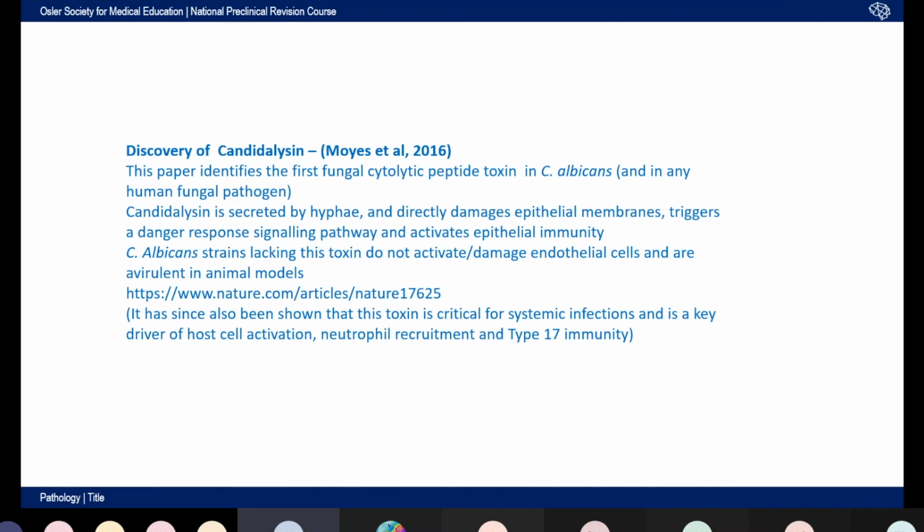which damages epithelial cells. And this may be what allows C. albicans to penetrate barrier tissues and establish infections. As this paper showed, strains lacking this toxin don't activate or damage epithelial cells, which is interesting because your syllabus doesn't really mention knowing about fungal virulence factors, but this is a good example of one.